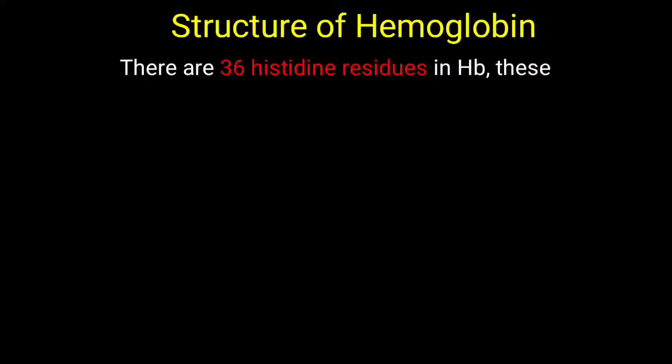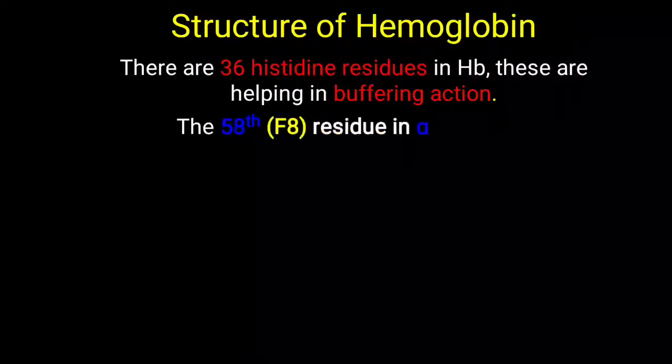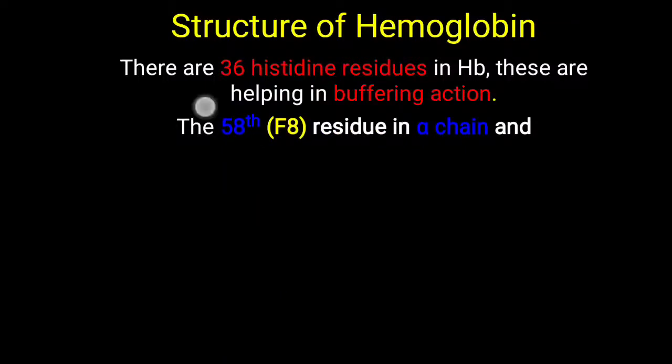Further in detail on the primary structure of hemoglobin, we are talking about the histidine residues. A total of 36 histidine residues are present in one molecule of hemoglobin, and they are very helpful for the buffering action inside the red blood cell. Out of those histidine residues, particularly the 58th, which is also called the F8 histidine residue, of the alpha chain, and the 63rd histidine residue of the beta chain.